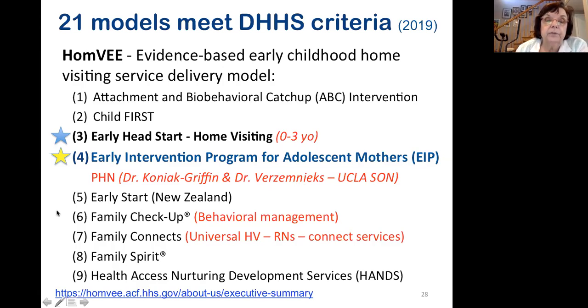Family Check-Up, this is a wonderful program out of Oregon about behavioral management, and it's a home visiting program. Family Connects is a universal home visiting program, kind of the old public health nursing model, where everybody that delivers a baby gets a visit by a nurse, and then they connect them to services in the community.